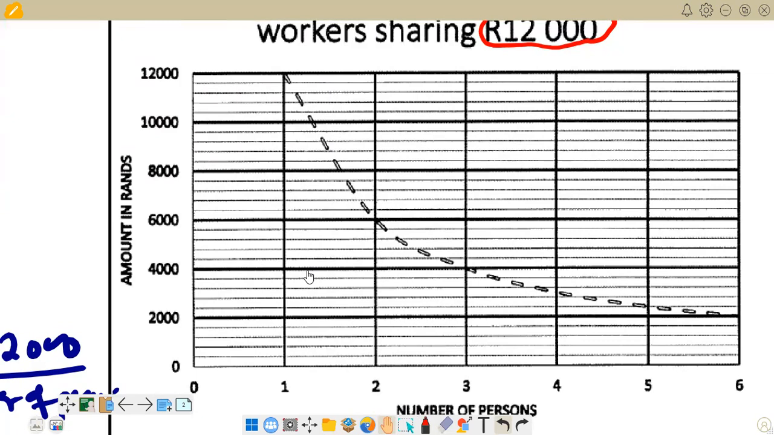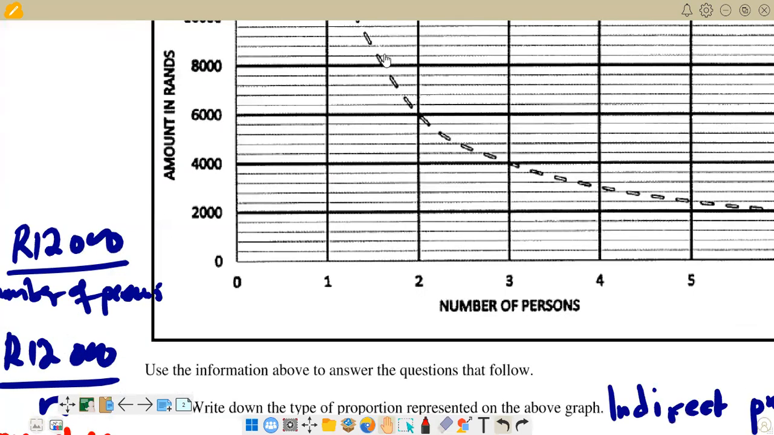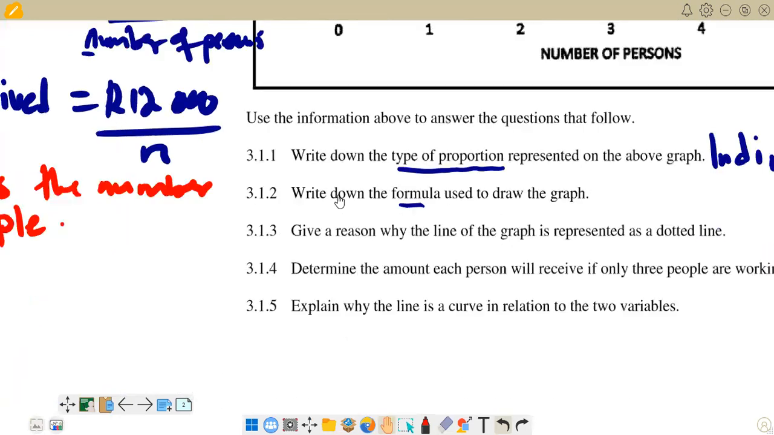So that becomes the main reason why it's dotted. Dotted meaning the representation is only coming on the demarcation that we are having there on 1, 2, 3, 4, 5, 6. In between, we cannot have any representation in terms of number of persons. Why? Because we cannot have a fraction of a person. So that is the reason why we are representing that one as a dotted line.